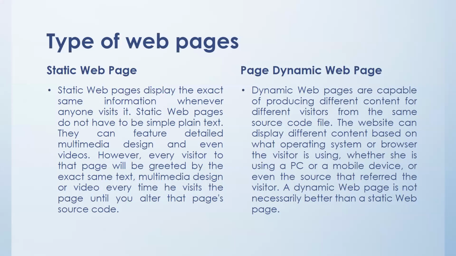Dynamic web pages are web pages capable of producing different content for different visitors from the same source code file. That means when you log on as a customer, you may have different content. Another customer logs on, then it may be some other different content, based on what operating system or browser the visitor uses. If you are logging in from Windows, there will be a different one. If you are logging in from a mobile device, it will be different. That is what we call dynamic web.